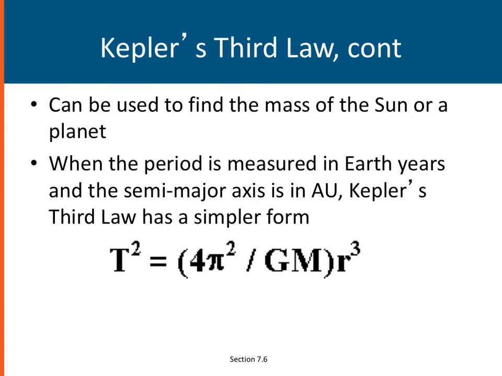So here's a little bit more useful of an equation, but it can be used to find the mass of the sun or a planet. So when the period is measured in Earth years, and the semi-major axis is in AU, which you don't really need to worry about, Kepler's third law has a simpler form. It looks more complicated, but basically it's just 4 pi squared over the gravitational constant times the mass of the sun multiplied by the distance from the sun to that planet cubed. And so you can see that you can find a lot of things. You can find the mass of the sun, you could figure out the distance from the sun to the planet, or you could figure out the period of the planet.